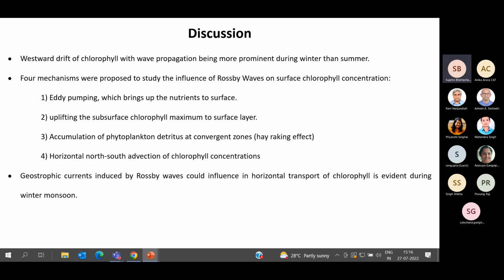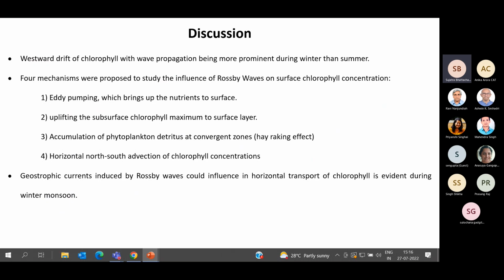Discussion. Westward drift of the chlorophyll with the wave propagation being more prominent during winter than the summer. Then the author proposed four mechanisms to study the influence of Rossby waves on surface chlorophyll concentration.